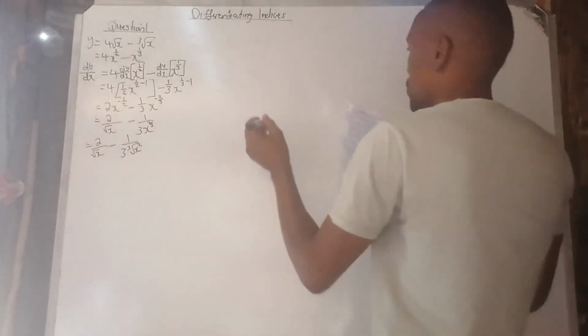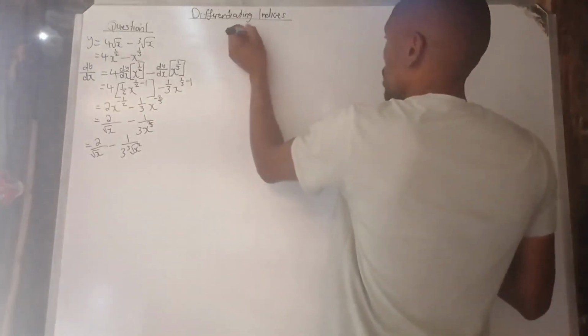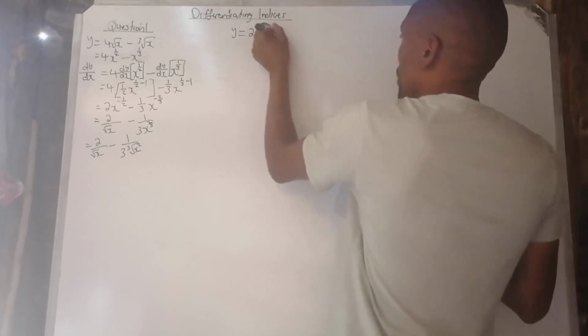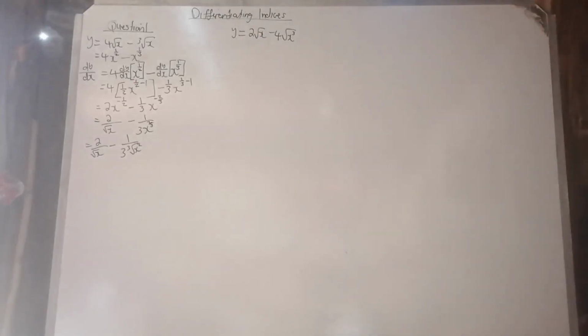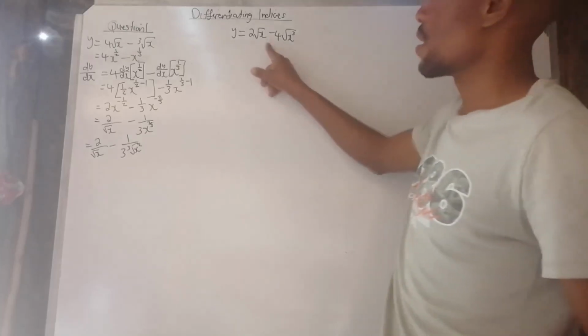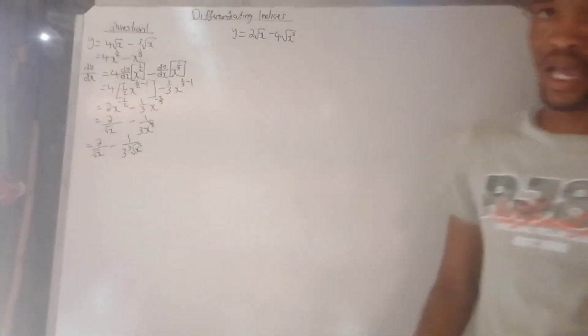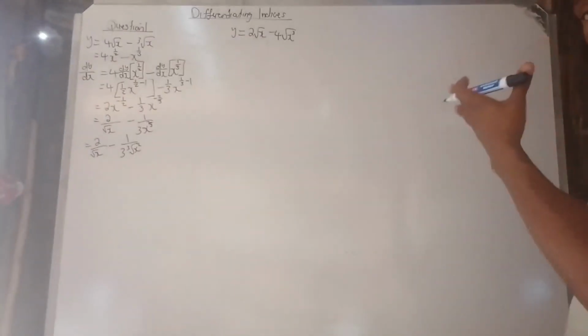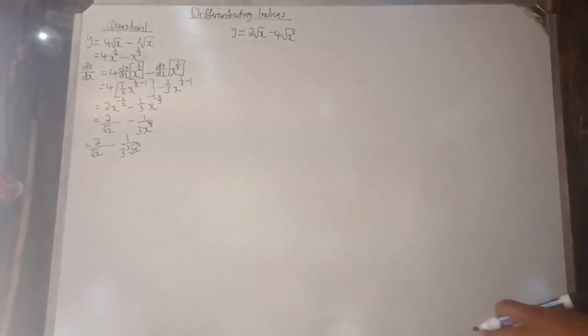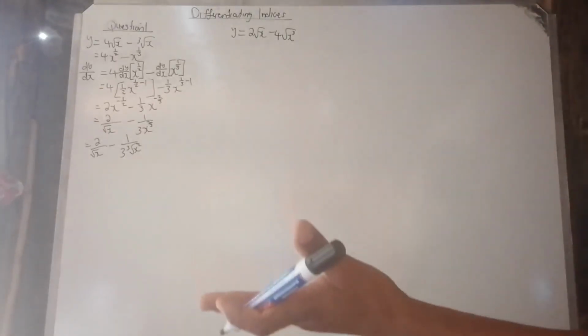Now, the second one, we have y equals 2 root x minus 4 root x cube. Y equals 2 root x minus 4 root x cube. Now, how do we solve this? Now, first of all, we need to write this in that standard form where x is written with its exponents, because in the very same case here, we are differentiating y with respect to x. We're having y on the left and we're having x on the right.